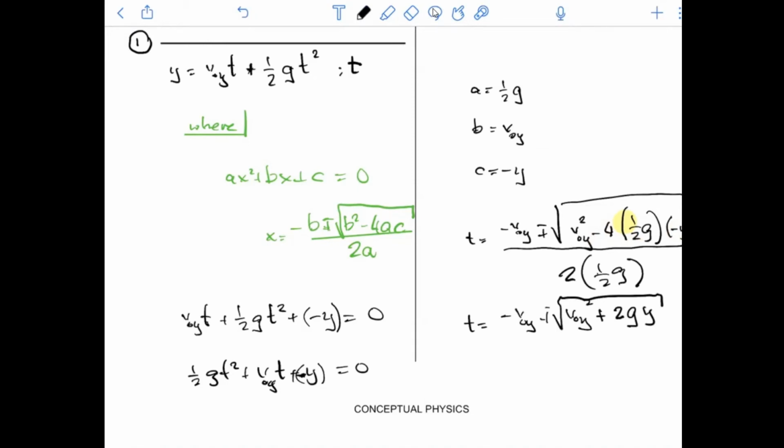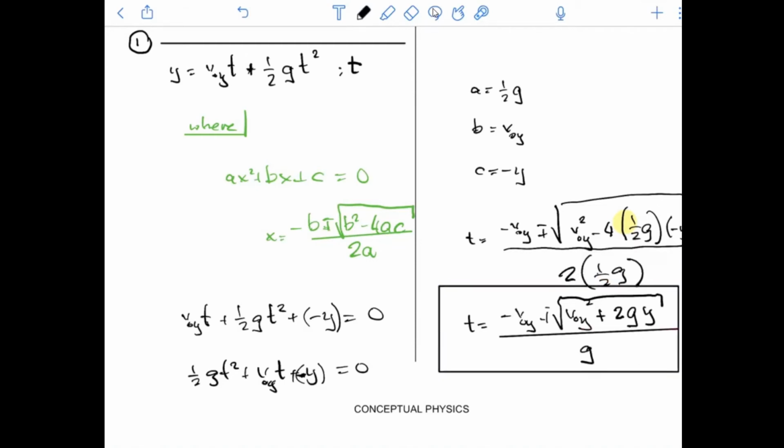Take the square root of this section. And then we have 2, 2. So these are going to cancel. So in the denominator, you have g. So this is as far as it's going to go. That's one way of solving this problem. Mathematically, this is as far as it goes.